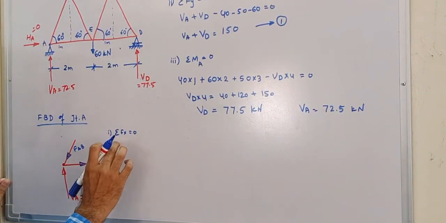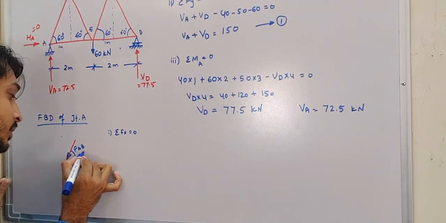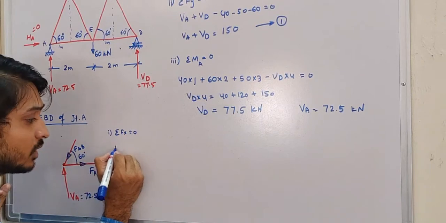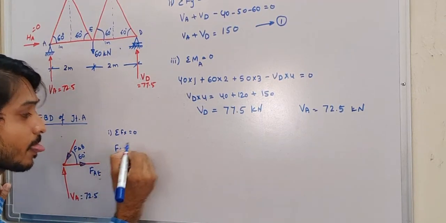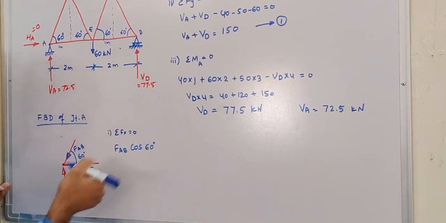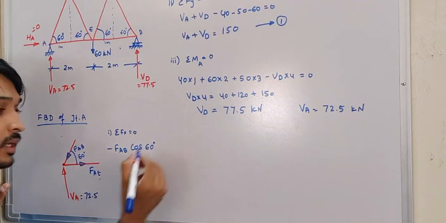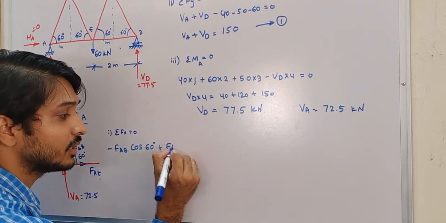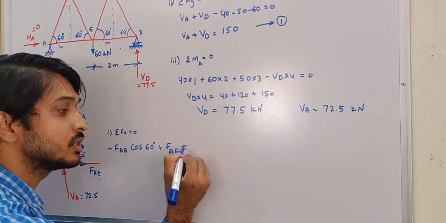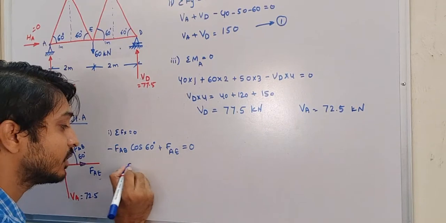So if I take summation of horizontal forces, we know that this angle is how much? This angle is 60 degrees. So the horizontal component of this FAB is what? FAB cos 60. This is in what direction? This is in the opposite direction, right? So this is negative direction, minus, and there is one more here, that is plus FAE, which equals 0. Only two members, correct? So what do I get?